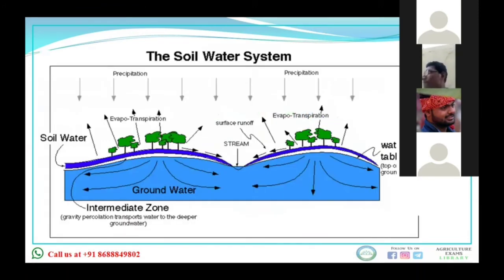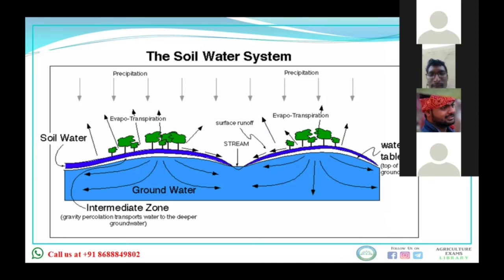Anyone can see what this is? In our environment, the soil water system. In this diagram, you can see all the processes that are taking place in our environment, through which water enters into the soil and through which the water drains out of the soil. This all you know.